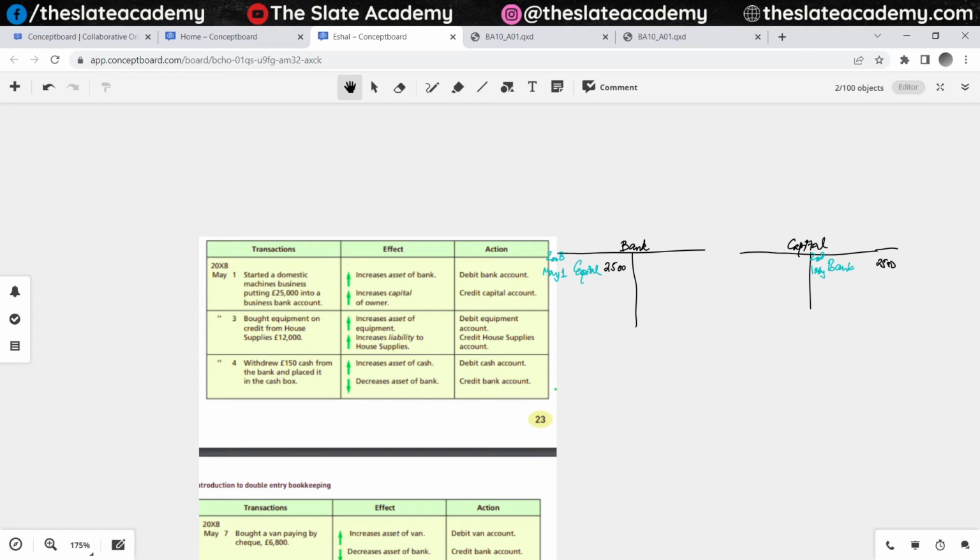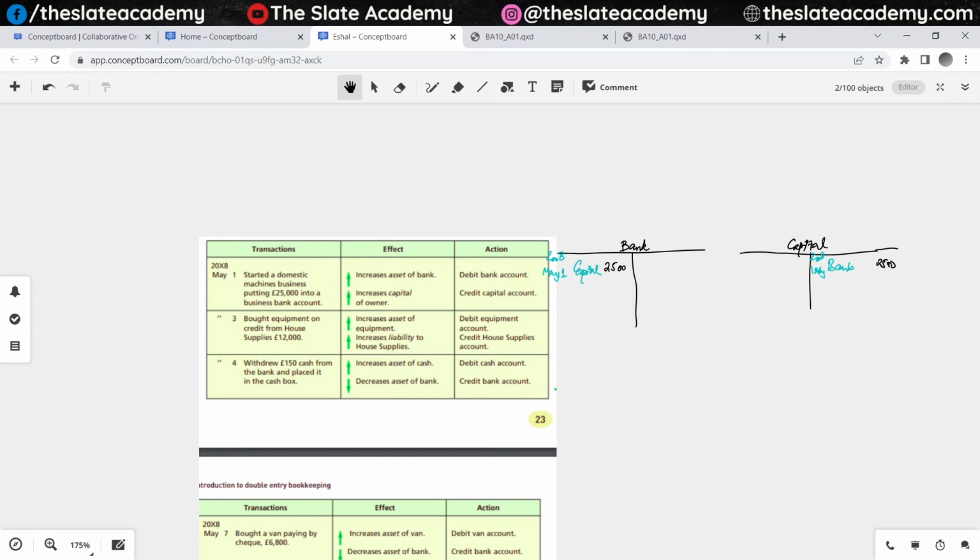All right. The next transaction is that we bought equipment on credit from House Supplies. So what's happening over here? We bought an equipment, so our asset of equipment is increasing. And since we bought this good on credit from this particular business, House Supplies, our liability is also increasing. Agreed? So we'll make again two accounts. One for equipment. We make a new account each time when there isn't already an account. If there were already an account, we would have posted the entry in that one. If there isn't an account, we'll make a new one.